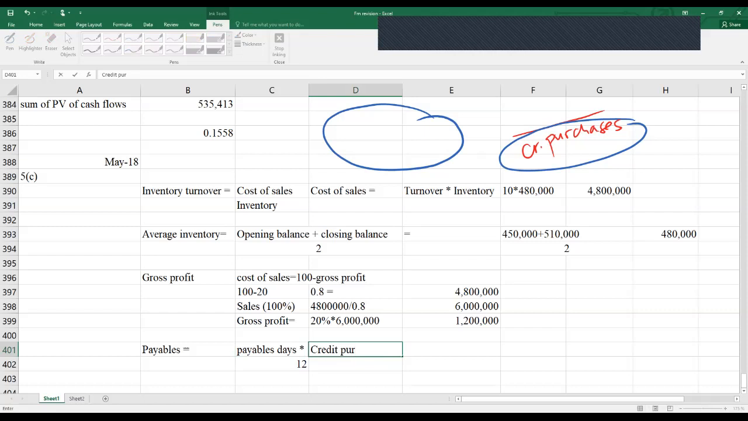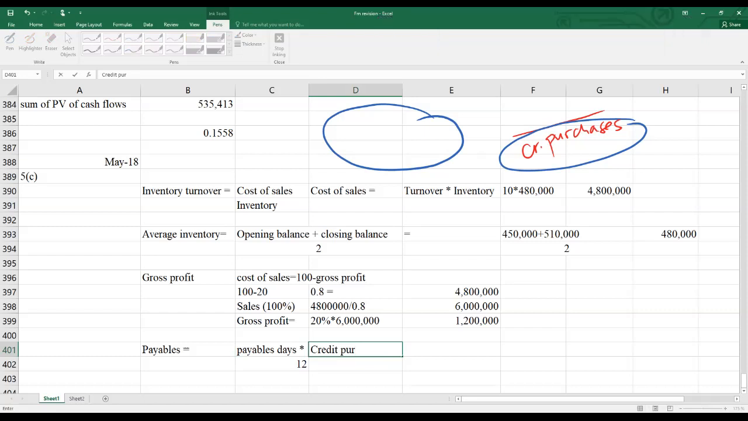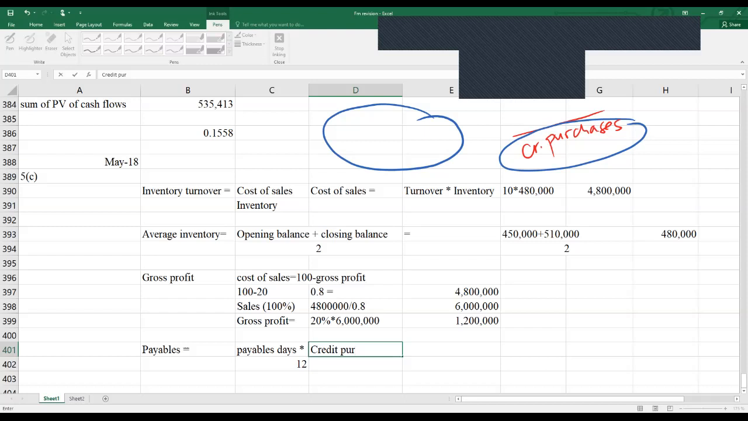But do you have the figure for credit purchases? That's a question. Do you have the figure for credit purchases? Yes, all purchases were made on credit, but we can't get a figure for credit purchases. I don't think we need to use that formula because we don't have the figure of credit purchases.